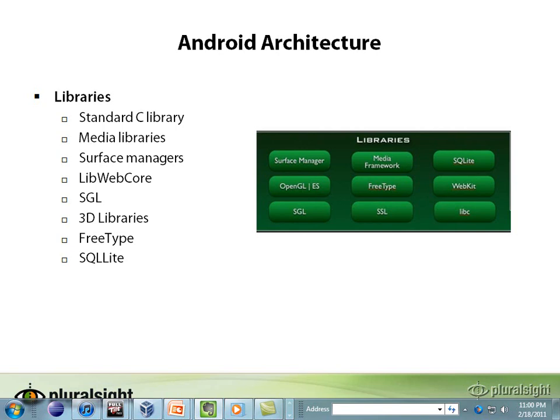Then the libwebcore, which is basically a WebKit browser engine, the same that Safari is based off of. And then we have SGL, which is our 2D graphics library. We have some 3D libraries, the OpenGL ES, which will allow us to build full 3D applications and games. And then for our font rendering, they have FreeType, which is freely distributable fonts, so you don't have to worry about copyright issues there. And then SQLite is the underlying relational database that is used by Android.